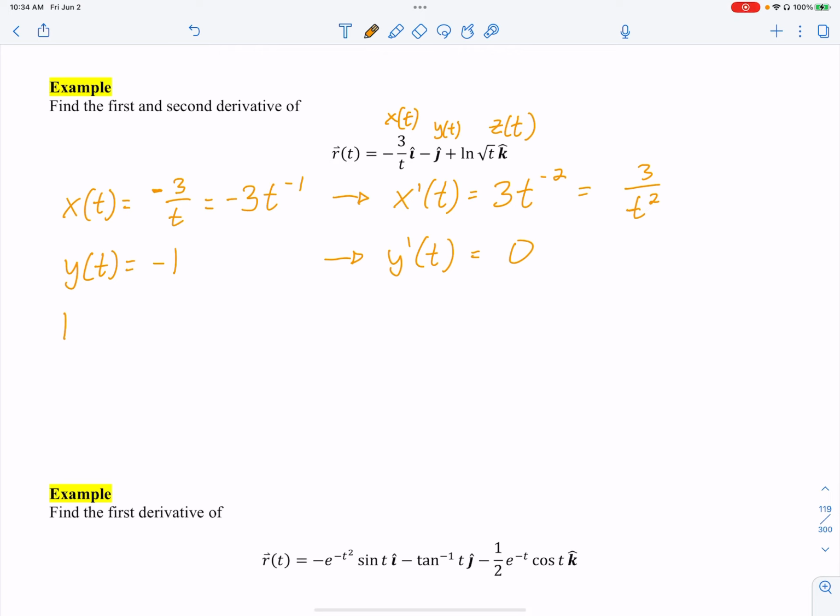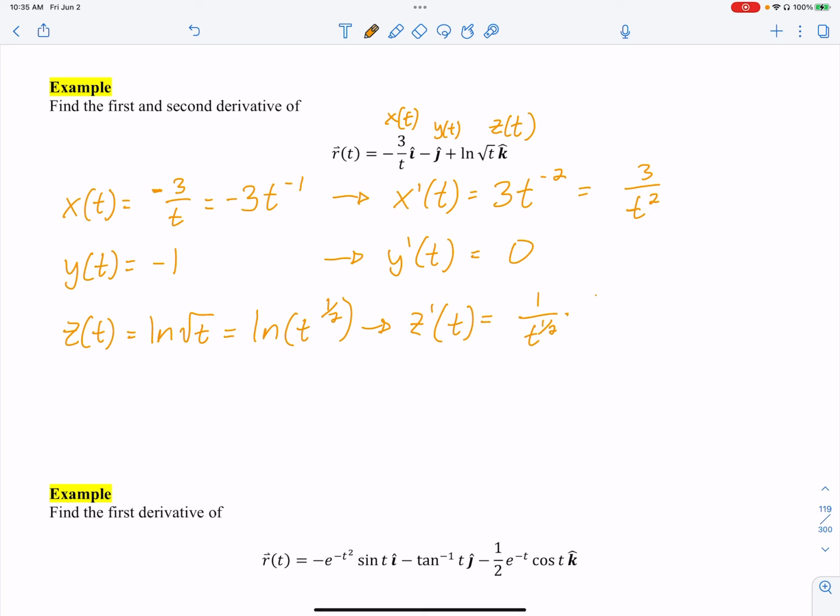And then we have one more here, let's write z of t. z of t is equal to ln of the square root of t. I'm going to rewrite that as ln of t to the 1/2, right? And now we get to find z prime. This is a chain rule. So I get 1 over t to the 1/2, even though it meant the same thing.